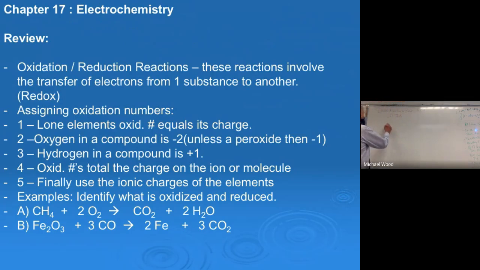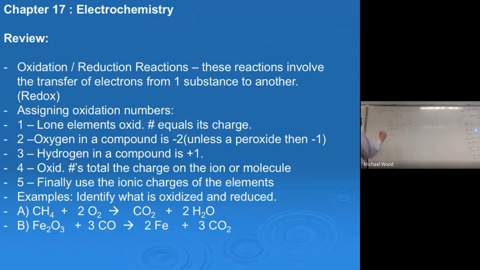So I've got CH4 plus 2O2. And actually, in doing these, the subscripts do not factor in at all. Plus CO2 plus 2H2O. Okay, so I'm going to assign oxidation numbers. By rule number 3, hydrogen is a positive 1. So what is carbon? Because there is no charge, this needs to total 0. And hydrogen's positive 1, so it's positive 4.